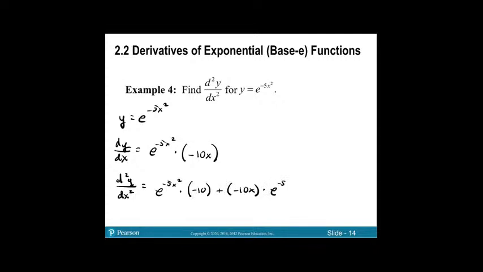Okay. It looks like both terms have negative 10. Okay, let's factor out what's common. So it looks like we could factor out negative 10 e to the negative 5x squared, and what's going to be left over, let me highlight what I took out so it's clear. I took out this guy and this one.